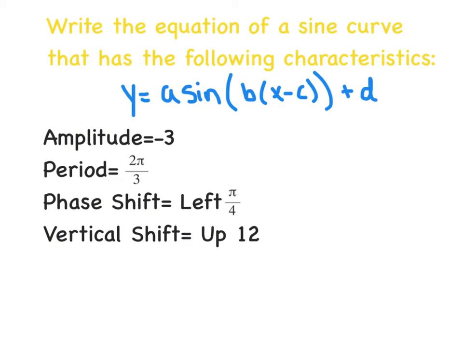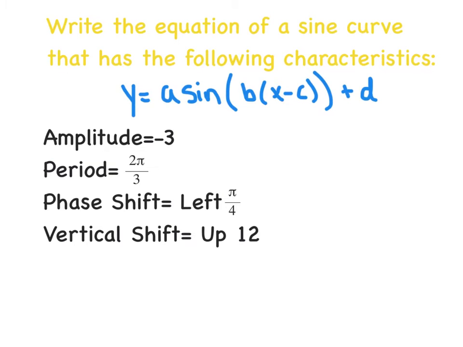Very similar question to the last one, except for one minor hiccup. Notice the second line right here. They're giving me the period instead of the frequency. Now our life was a lot easier when they gave me the frequency, because the frequency just goes right in for b and we're done. Now the trick is, can we use the period to find the frequency?